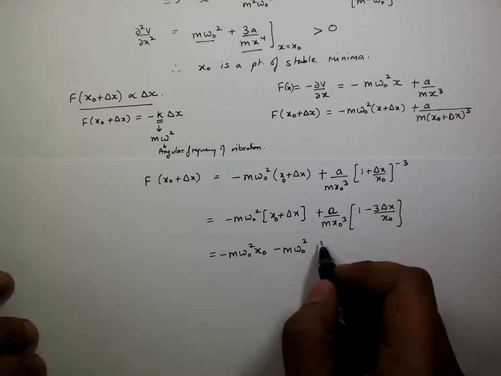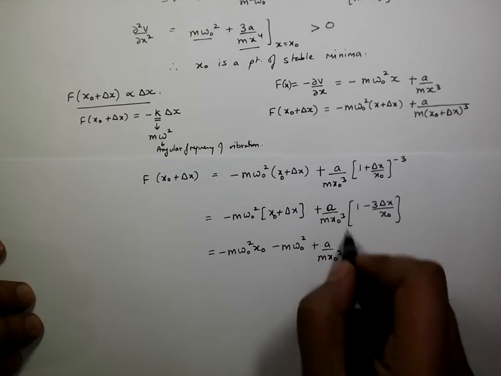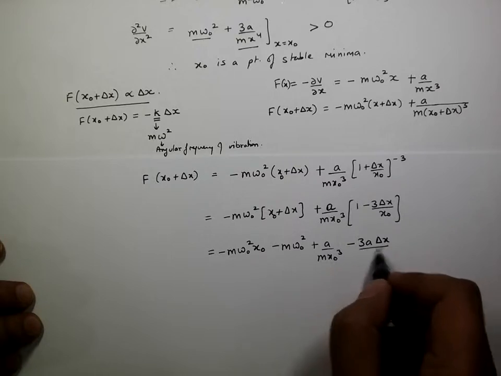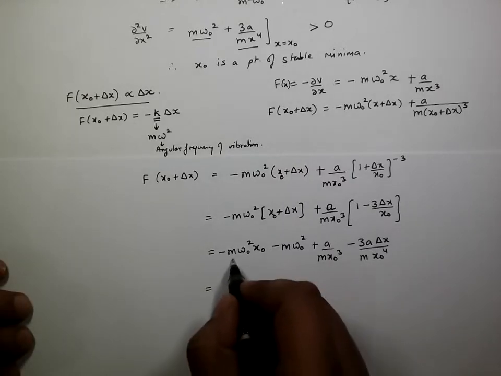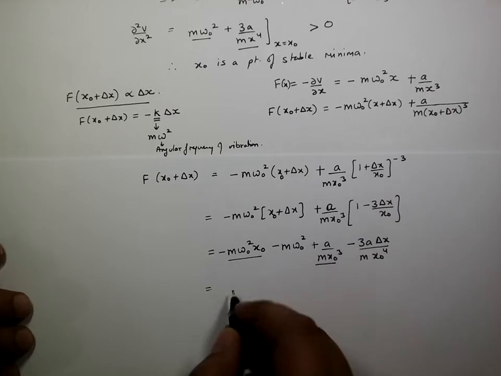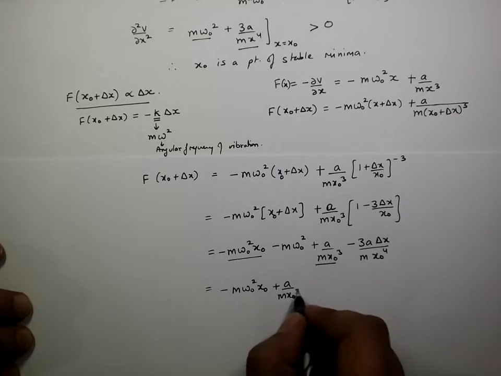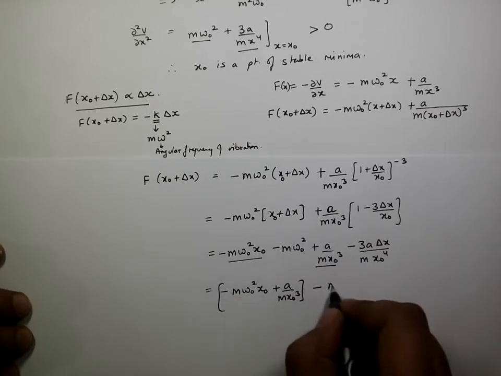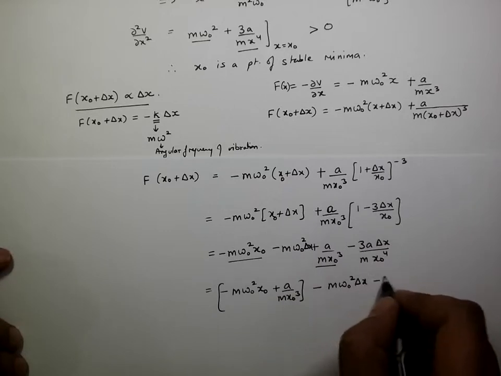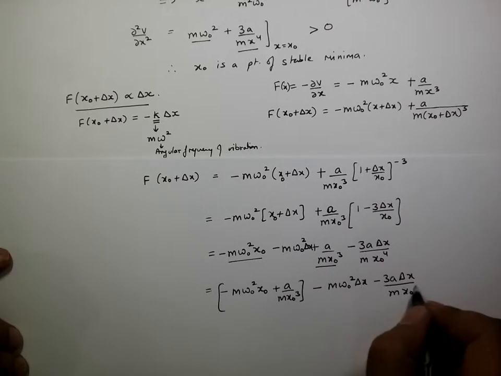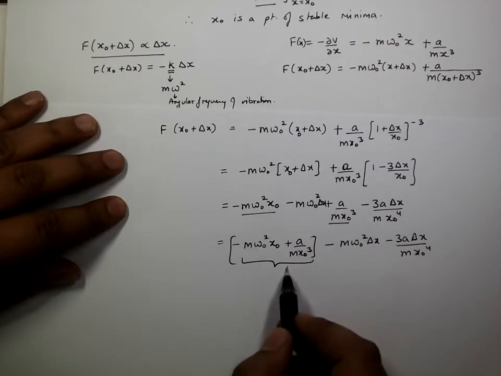So this is plus a upon m x naught cube and minus 3a delta x upon m x naught to the power 4. Let us see what this is. If I separate these, I have minus m omega naught square x naught plus a upon m x naught cube, and I have minus m omega naught square delta x minus 3a delta x upon m x naught to the power 4. Now we can recognize that this term is 0 for x naught.